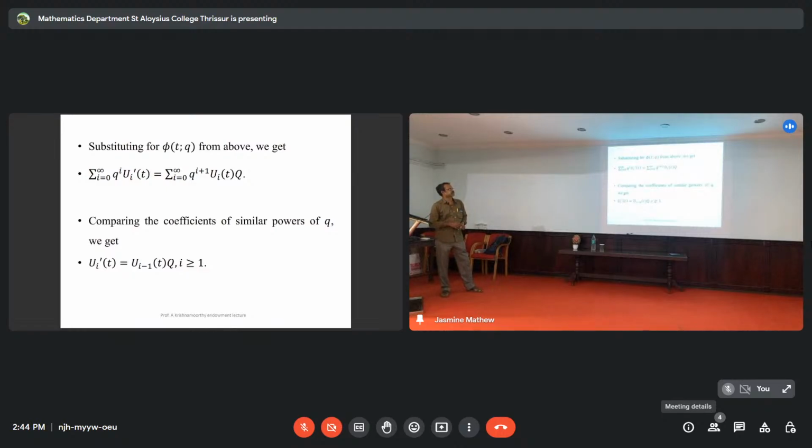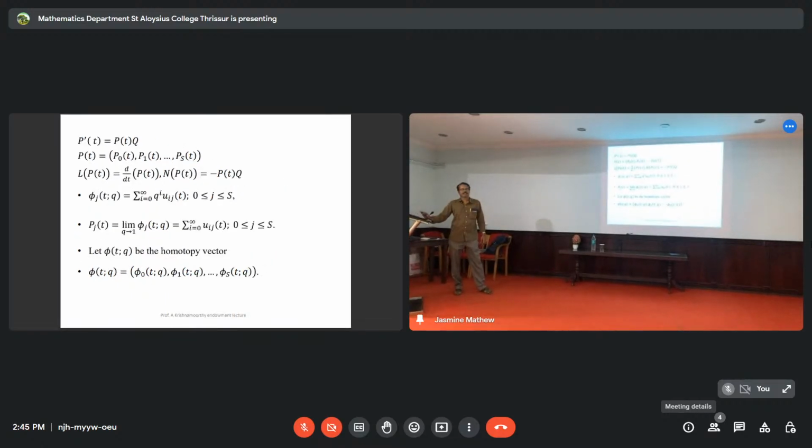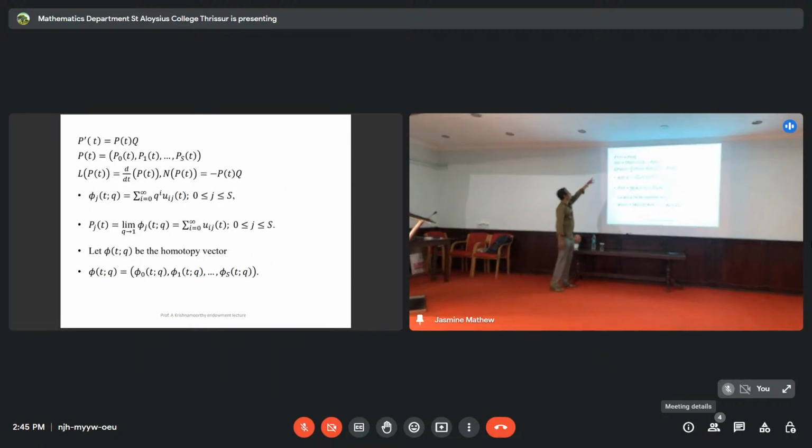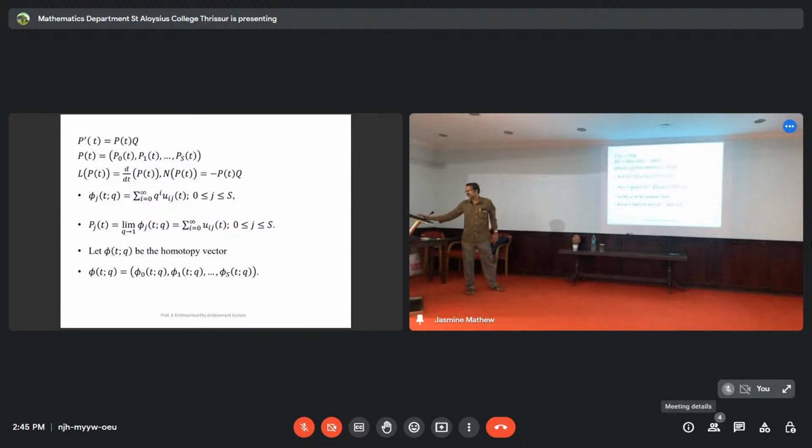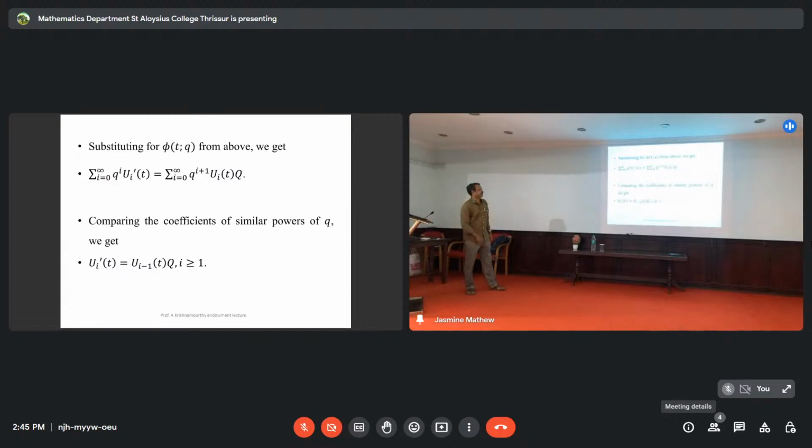this set of equations. Now compare the coefficients of similar powers of Q. We will get a system of equations of this form: ui dash t equal to ui minus 1 times Q. Now you can see that this is similar to what we had earlier, p dash t equal to pt multiplied by Q. But the advantage here is that one can solve this recursively.